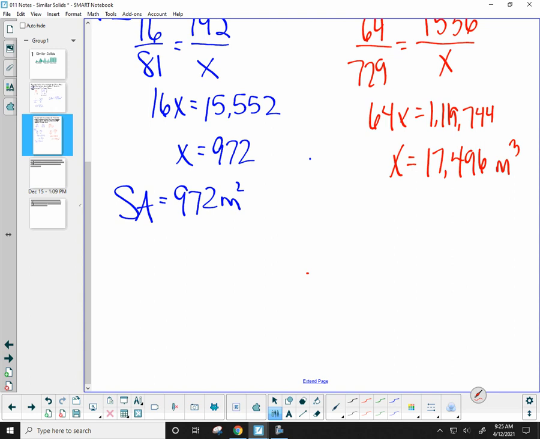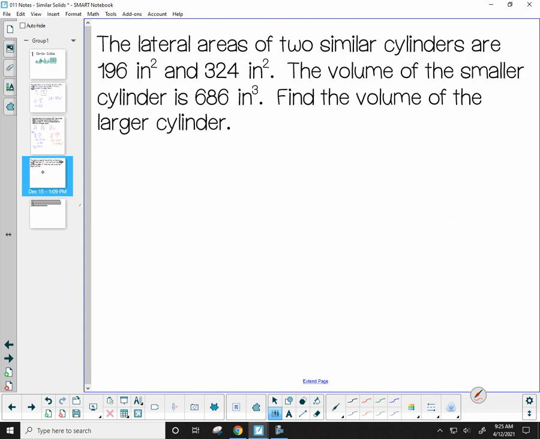Yeah. All right. It says the lateral areas of two similar cylinders are 196 square inches and 324 square inches. Lateral areas, what dimension is that in? That's a two-dimensional measurement. Good. Okay, the volume of the smaller cylinder is 686 cubic inches. Find the volume of the larger cylinder. So right now we have a two-dimensional ratio of, well, 196 to 324.